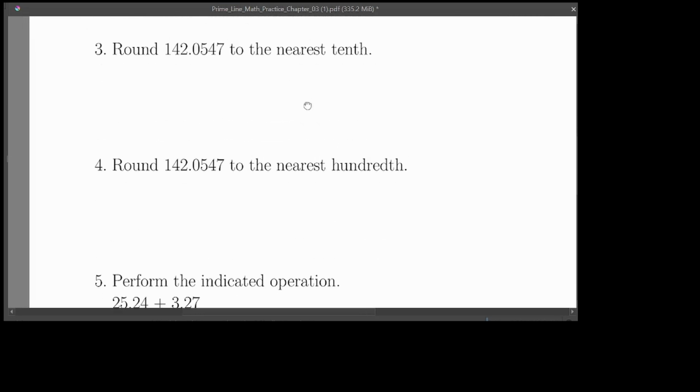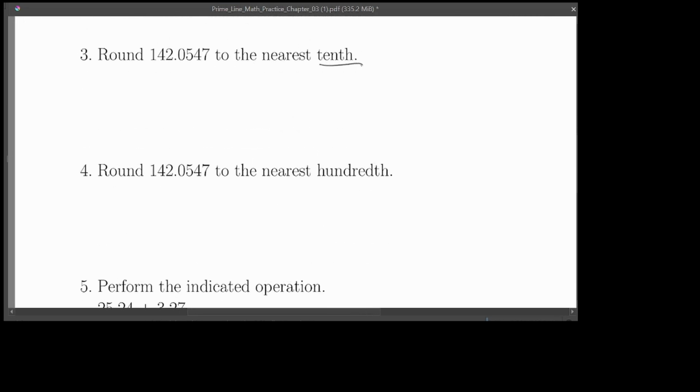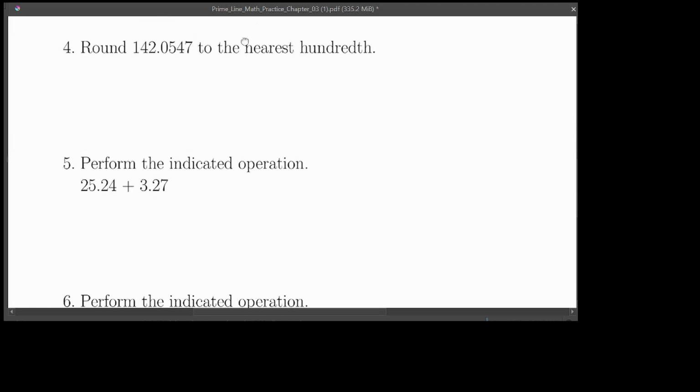Number 3 asks us to round to the nearest tenth. So we are rounding to this decimal place, and we see the 5 tells us we're going to bump it up, 142.1000. And normally when you round to the nearest tenth, you will drop off all those and keep just that value, just that portion. Round to the nearest hundredth.